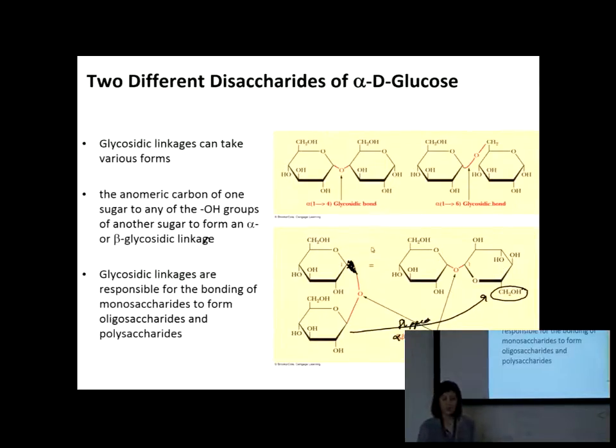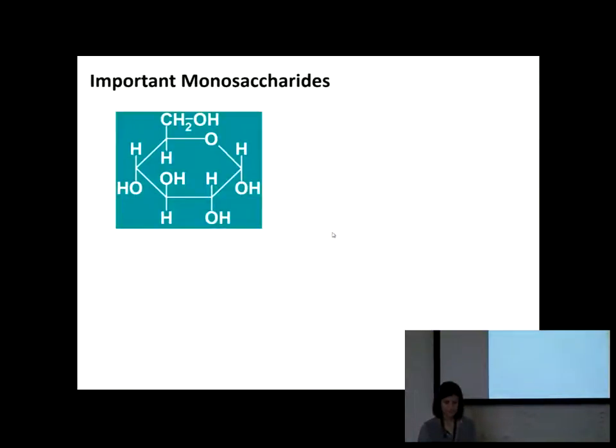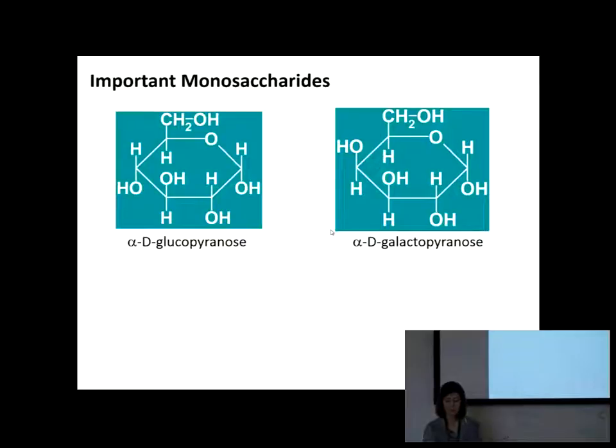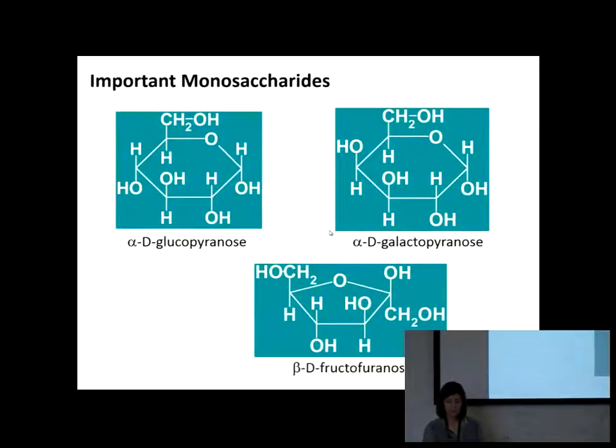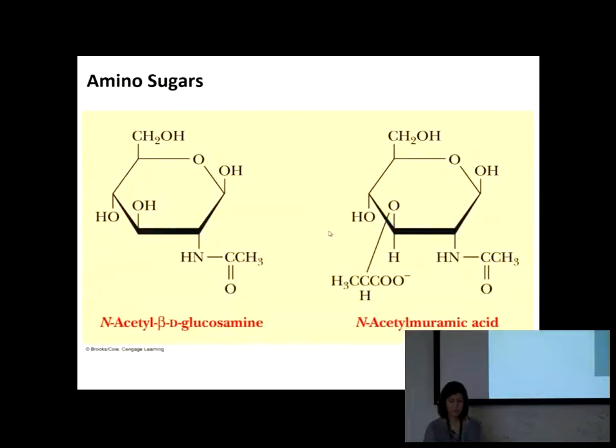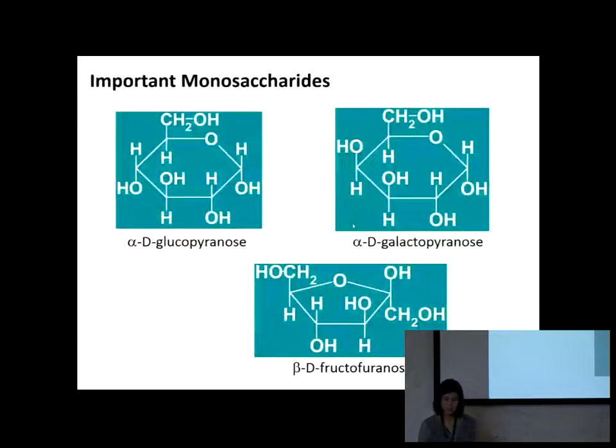So this is how we're going to put our sugars together to form disaccharides and polysaccharides. The important monosaccharides that I want you to eventually get is our glucose, our galactose, and our fructose. The glucose is the one that you are going to be immediately responsible for in this exam.